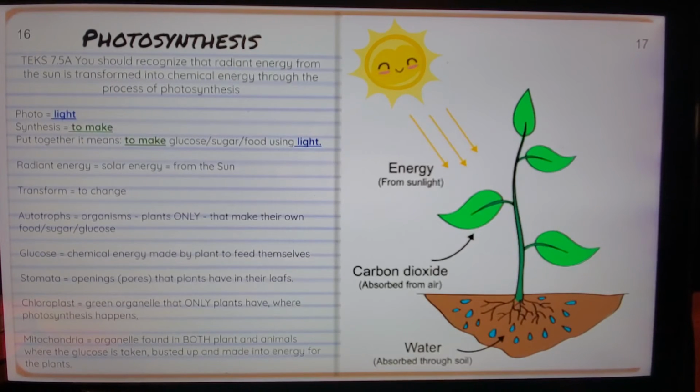If I asked any second grader, what three things do plants need to live? They could tell me. They need sunlight or energy from the sun. They need water, which gets absorbed through the roots. And they need carbon dioxide, which goes inside the plant in those little pores we talked about. So to remind you, when you breathe in oxygen, you breathe out carbon dioxide. And the plants love you for it because that's what they need to survive.